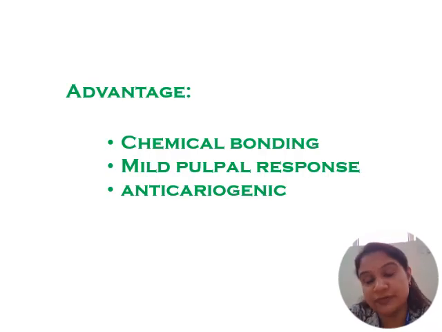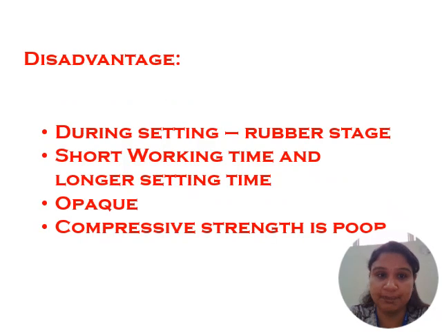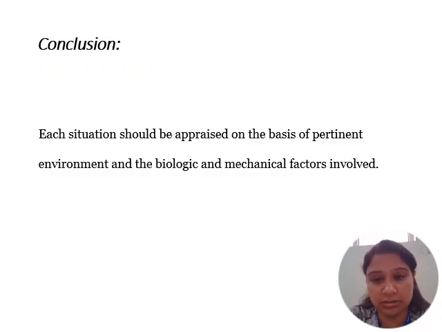The advantage of using polycarboxylate is that it has chemical bonding. I repeat, it has chemical bonding unlike the other materials. Second, it has mild pulpal responses. And third, it is anti-cariogenic. The disadvantages include that during setting, it becomes a little rubbery in consistency. It has a shorter working time, however, a longer setting time. It is opaque when compared to the other materials and the compressive strength is poor.